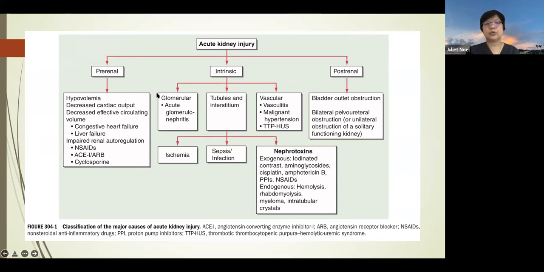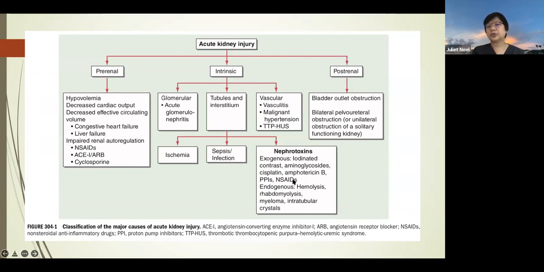So this is the ischemia. Other causes would be acute glomerulonephritis. It could be vascular, as in vasculitis, malignant hypertension, TTP, HUS, hemolytic uremic syndrome. For the tubular and interstitial, an uncorrected pre-renal can extend and lead to ischemia and ATN. The other would be directly because of cytokines, from sepsis and infection.